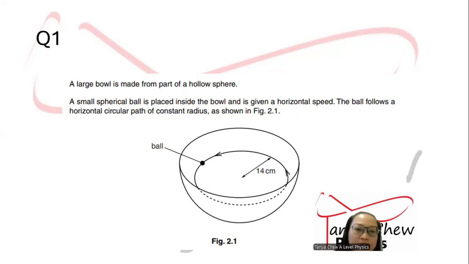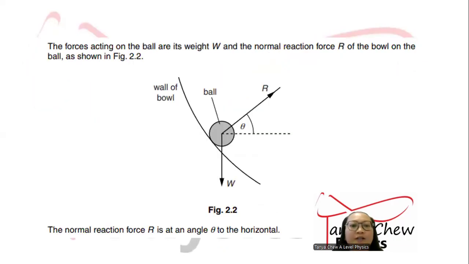A large ball is made from part of a hollow sphere. A small spherical ball is placed inside the ball and is given a horizontal speed. The ball follows a horizontal circular path of constant radius as shown in Fig 2.1. The forces acting on the ball are its weight, W, and normal reaction force, R, of the ball on the ball as shown in Fig 2.2. The normal reaction force R is at angle theta to the horizontal.